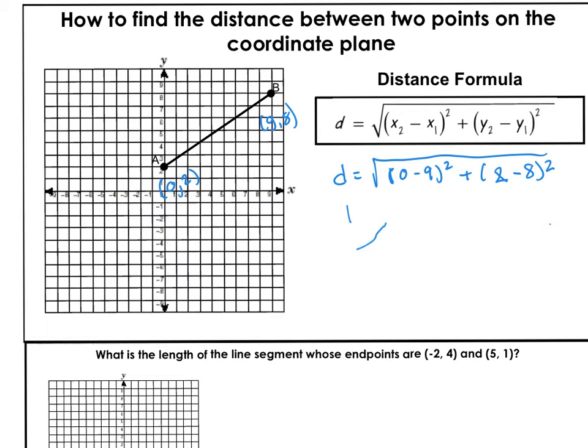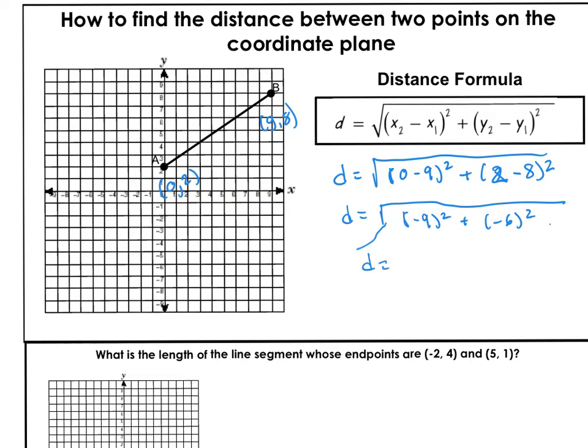Okay? So the distance is going to be equal to, let's do this, 0 minus 9 is -9 squared, plus 2 minus 8 is -6 squared.